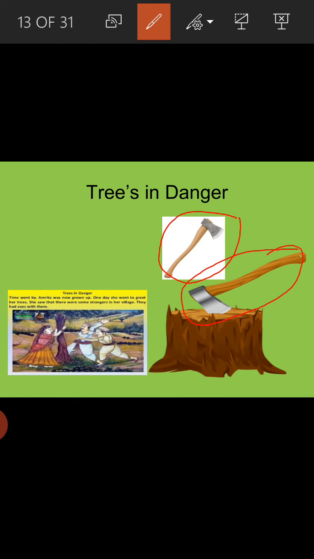Yes. So, what happened? When the hunters and woodcutters, those strange persons, came to the village, they said the king had ordered them to cut the trees. The wood was needed for building the king's palace. Amrita was shocked. She went to the tree that the woodcutters were about to cut. She put her arms around the tree and hugged it tightly. The men shouted and threatened her, but Amrita did not let go of the tree.